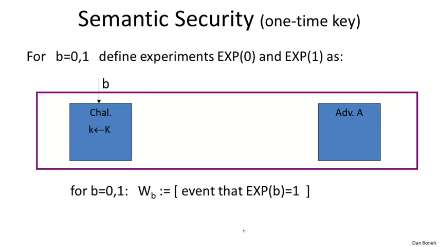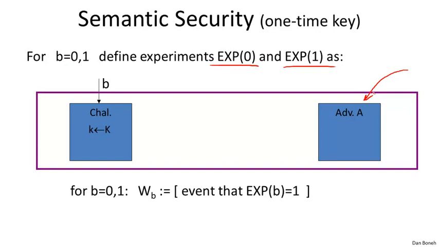The way we define semantic security is by defining two experiments. We'll define experiment 0 and experiment 1, and more generally we'll think of these as experiment B, where B can be 0 or 1. The experiment is defined as follows. We have an adversary A that's trying to break the system. That's kind of the analog of a statistical test in the world of pseudorandom generators.